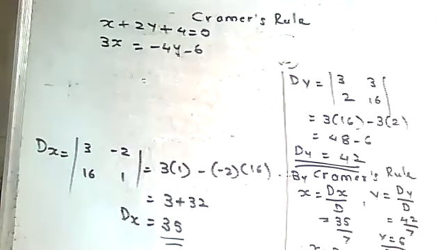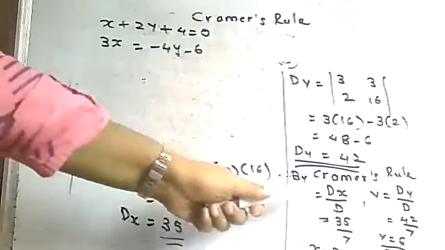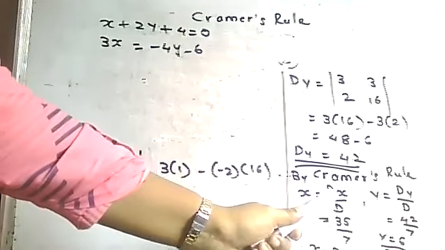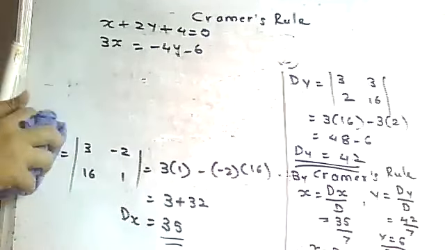See the formula. Formula is very simple. X is dx upon d, y is dy upon d.